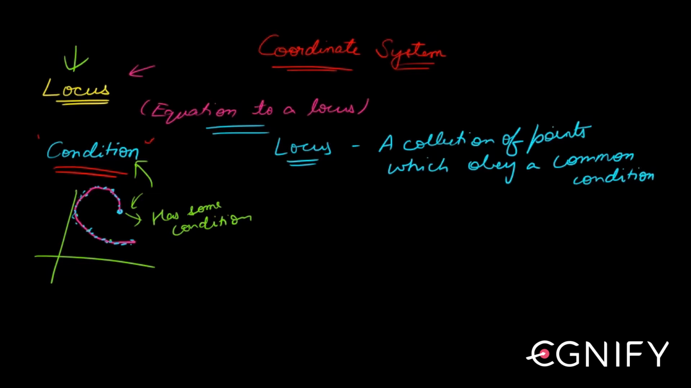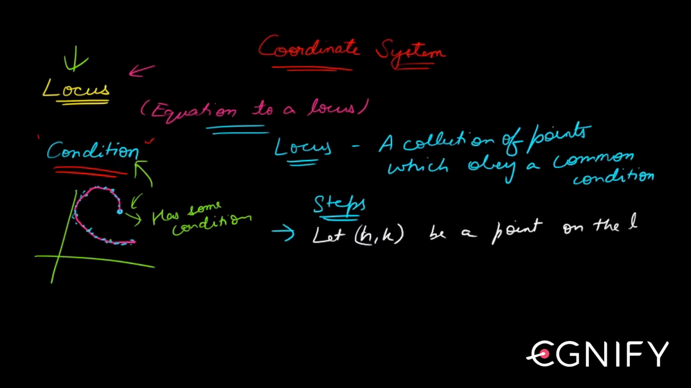So first of all, let me write the steps to find the equation of a locus. Step number 1 is: let h comma k be a point on the locus. From the beginning you don't know how your locus looks, but for example this pink line is your locus, right? You don't know how it looks, but let me just take one general point on this, and let h comma k be that point.